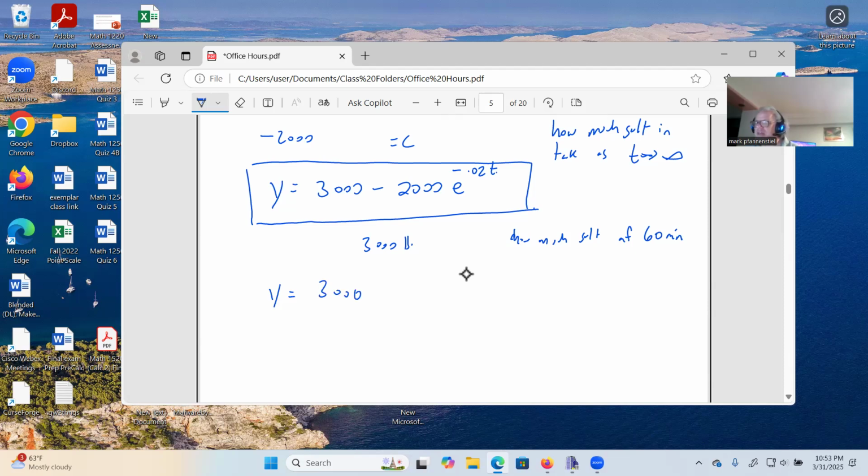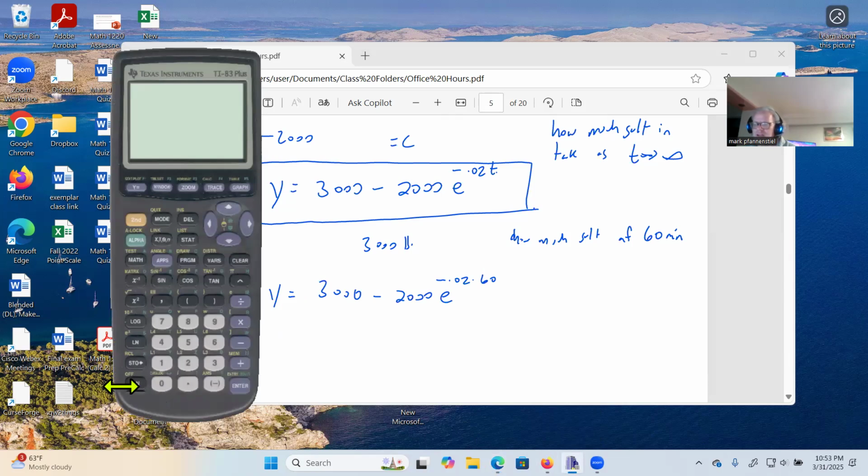We just say 3,000 minus 2,000 e to the negative 0.02 times 60, and we would have to go ahead and figure that out. So we would say, okay, negative 0.02 times 60 equals negative 1.2, and say, okay, second function ln. So that's going to be e to the what? E to the negative 1.2. I guess I could have used answer. Okay, equals that times our 2,000. Okay, and then we're just going to say 3,000 minus that answer I just got.